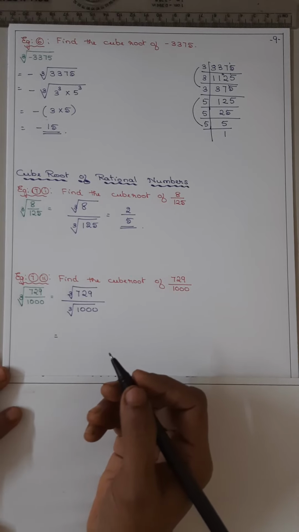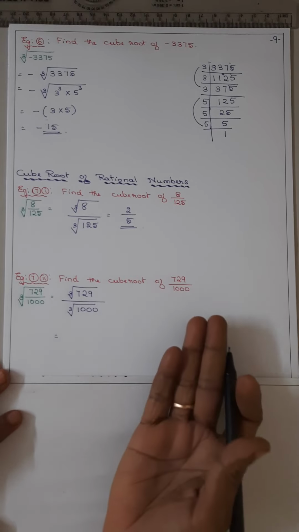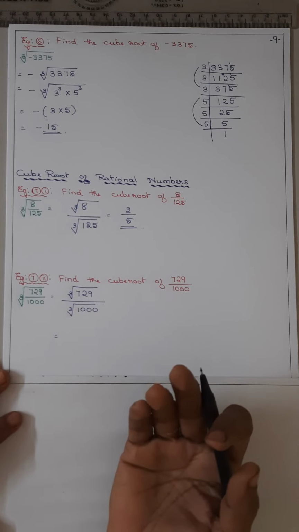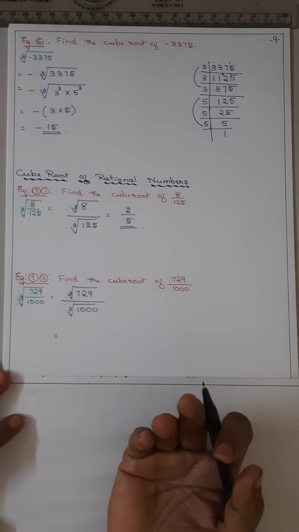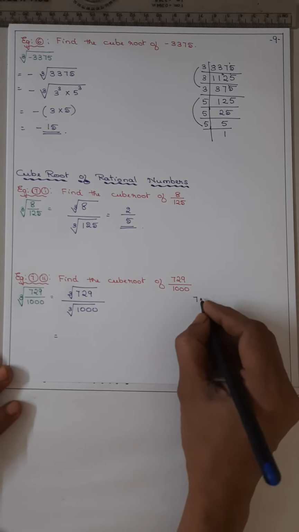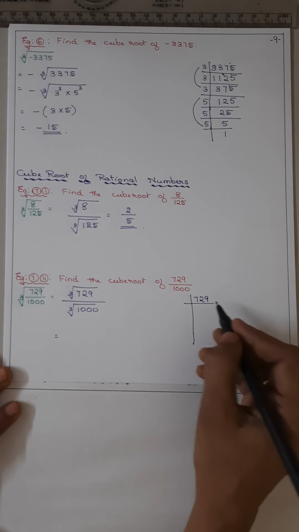See, if it is a small number and the question says tick the correct option, you know the answer, you can write it directly. But if it is asked for a 2 marks question, then you have to show the method. So you have to do the prime factorization separately.